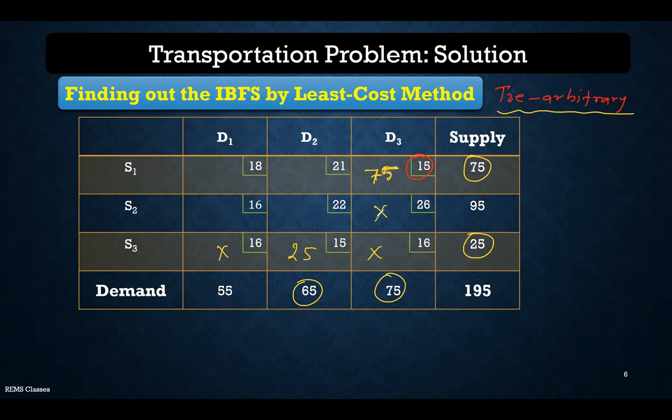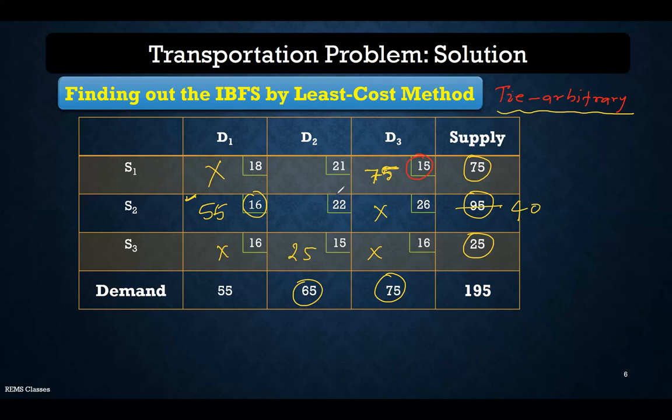Again we'll scan the least cost. The next least cost we have is 16. So we will start allocating in this cell. In this cell we have a demand of 55 units, but there is a supply of 95 units. So we locate the minimum value, and the minimum value is 55. So this particular column is also satisfied, and we will cross this cell. The remaining quantity here is 40 units.